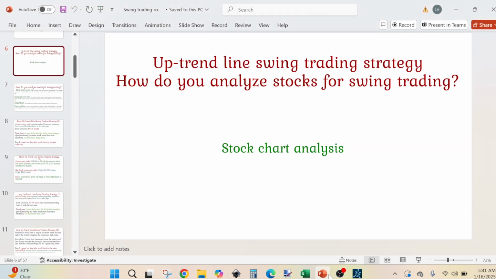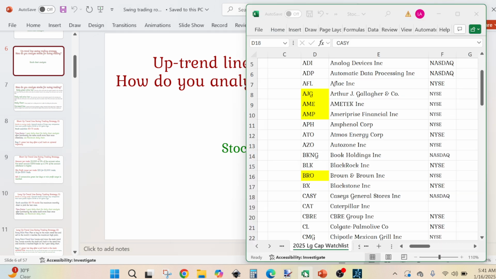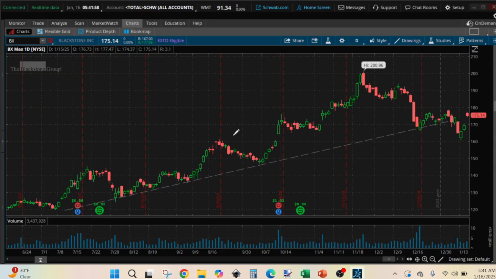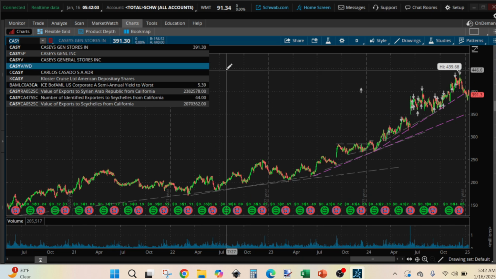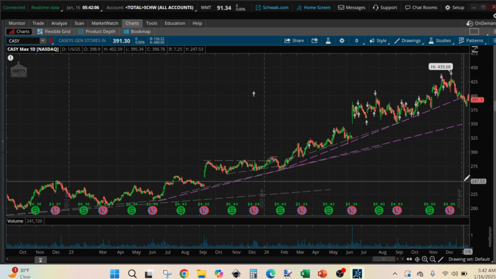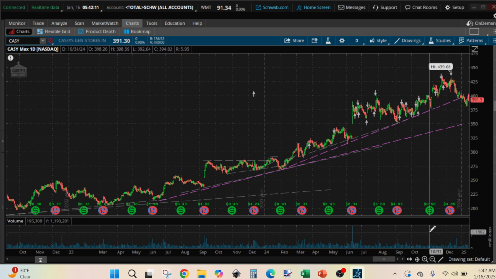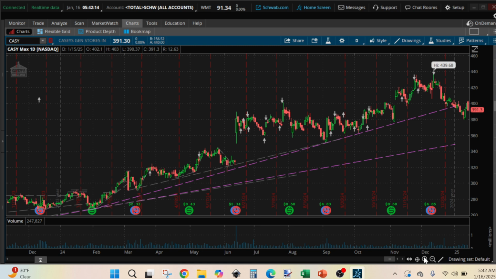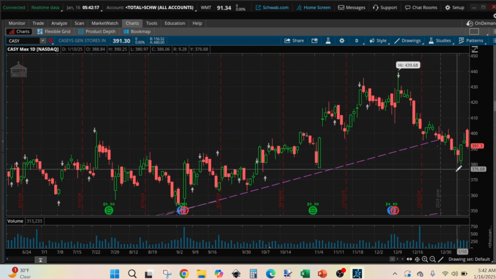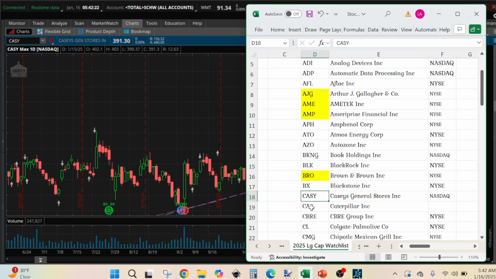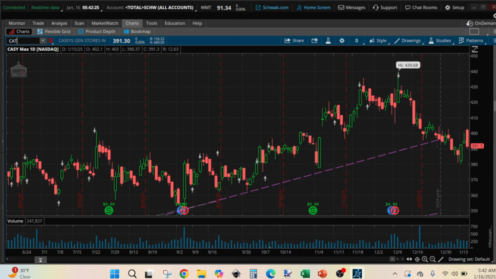Hello, how to analyze stocks for swing trading using long option on swing trading strategy, part 2. The next one we are going to analyze is KC, and KC is at the trend line we like to buy at, but when below it and run out, is around that area, but we are not going to do anything to it because it's creating lower lows there.